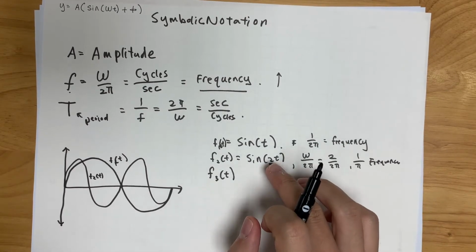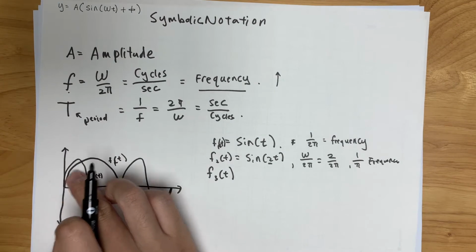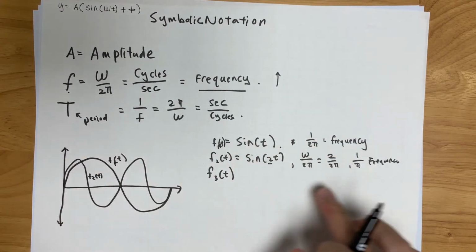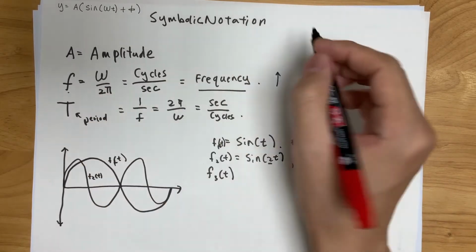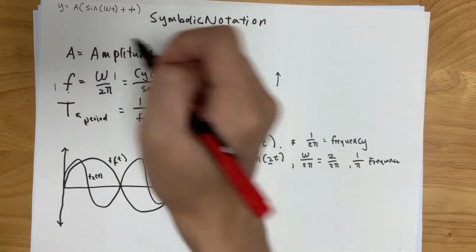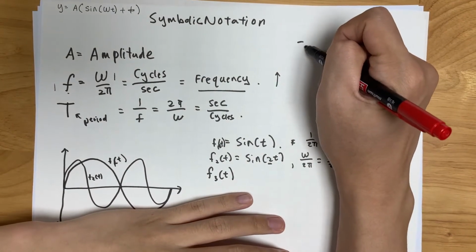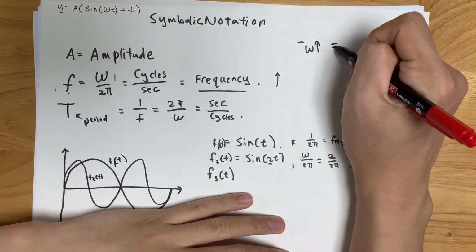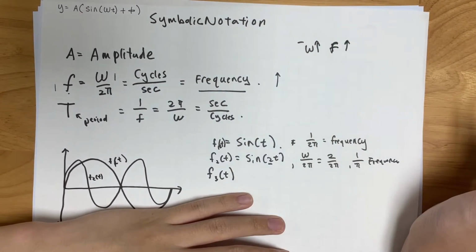And also if this omega value decreases, obviously it's going to be wider, right? As this value decreases, the frequency will decrease, right? So if omega increases, the frequency increases, right?